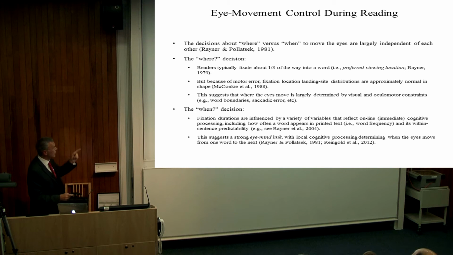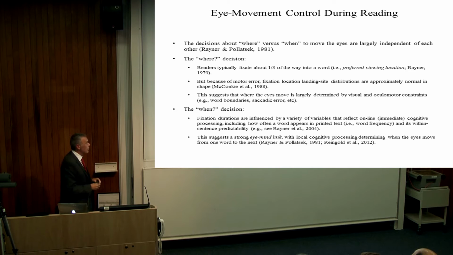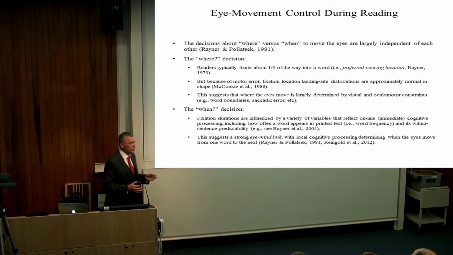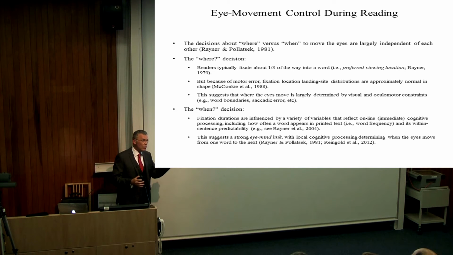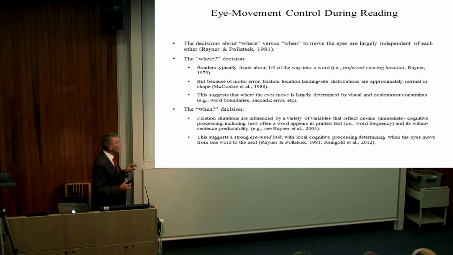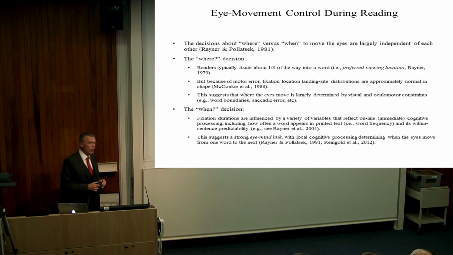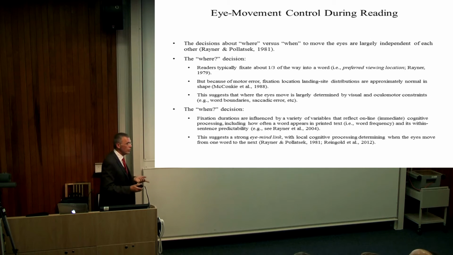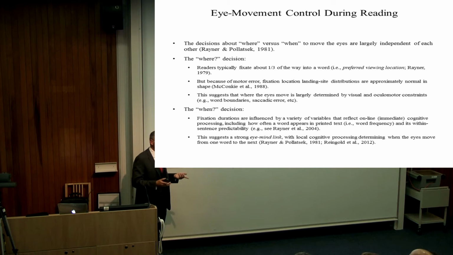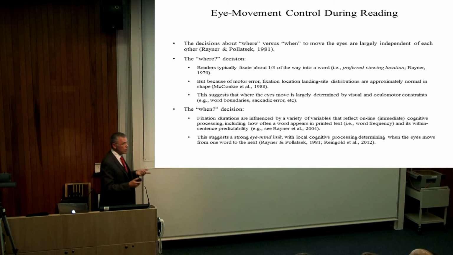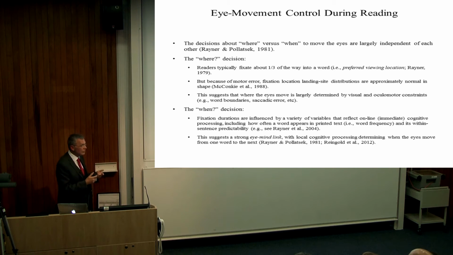Now, with respect to the when question, there is an overwhelming amount of evidence that fixation durations, or the amount of time that your eyes remain stationary, is influenced by a variety of variables that really do reflect immediate online cognitive processing. So for example, how often a word appears in printed text. So a word that's very common, like the word the, you will tend to skip that type of word more often, and you'll fixate it for a shorter amount of time than a less common word like the word ostrich.